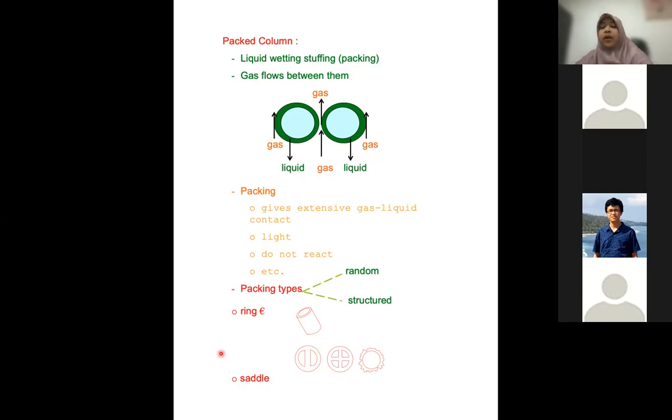So I hope you learned the basics of absorption, and we are going to start again with the column and then with the random packing. Tomorrow we are going to talk about how to design the absorption column. All right, I'm going to stop here. Any questions?